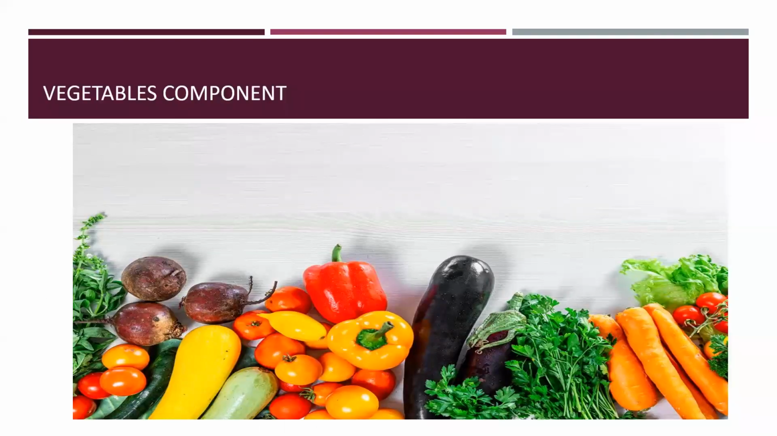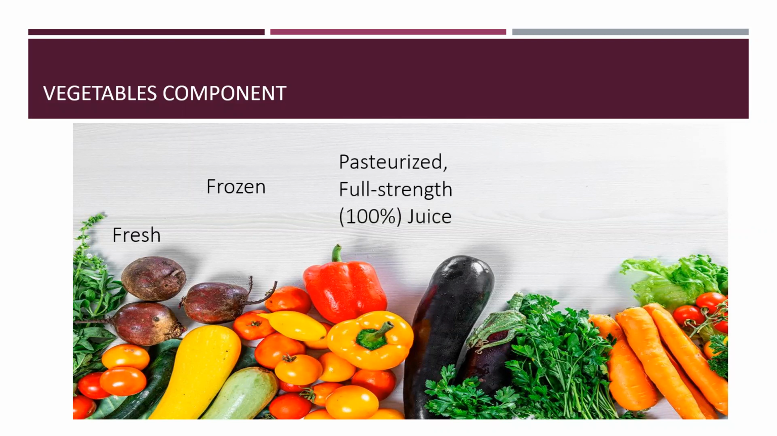The next component we're going to talk about, and that can be served as part of the meal pattern, is vegetables. As previously mentioned, a serving of vegetables must be offered at lunch and supper. It can be served at breakfast and snack depending on the menu planner. Vegetables can be offered in many forms: fresh, frozen, pasteurized full-strength juice, canned, or dried. Again, best practice is always to serve a variety of vegetables in various forms.